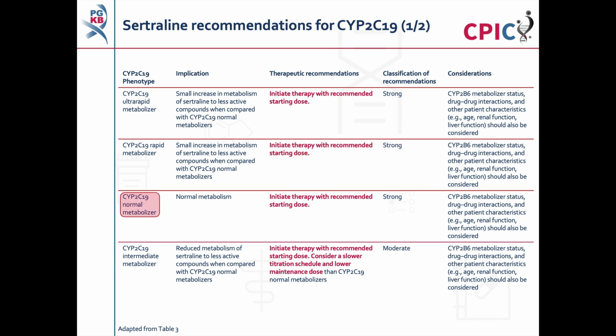Patients with a CYP2C19 normal metabolizer phenotype will have normal metabolism of sertraline. These patients can begin sertraline therapy at the recommended starting dose. This is a strong recommendation. Patients with a CYP2C19 intermediate metabolizer phenotype will have reduced metabolism of sertraline compared to normal metabolizers.